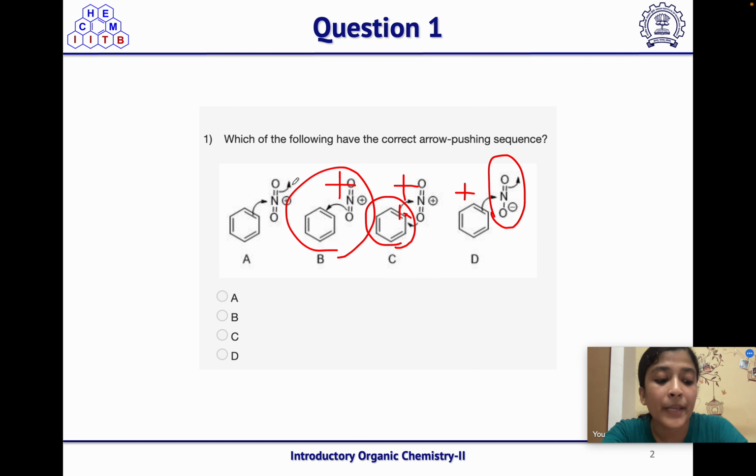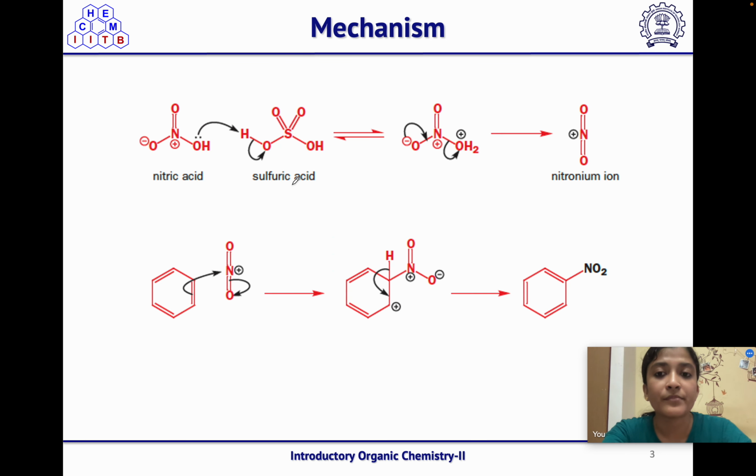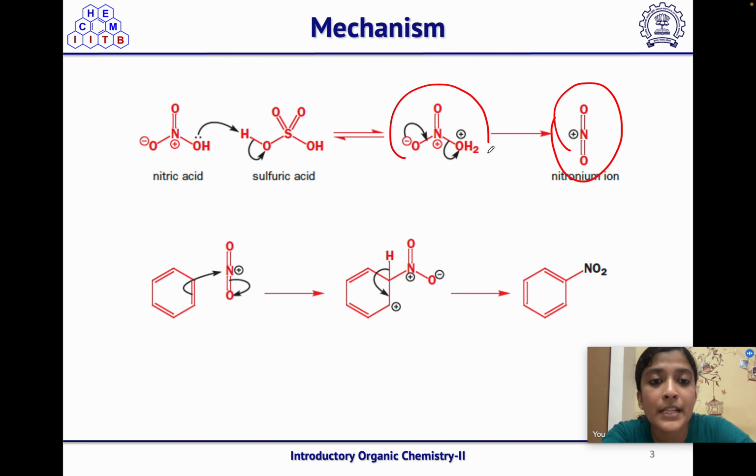We can see the mechanism of electrophilic nitration reaction, and this is the mechanism. As we know, this is the nitronium ion, the key intermediate in electrophilic nitration reaction. So how is nitronium ion generated? It is generated by reaction of nitric acid and sulfuric acid. As we can see here, this oxygen will abstract the proton from sulfuric acid, and it will generate an intermediate species like this. Then the oxygen of this intermediate species will push its electron density in this direction, and this water molecule will get eliminated, and this nitronium ion will be generated.